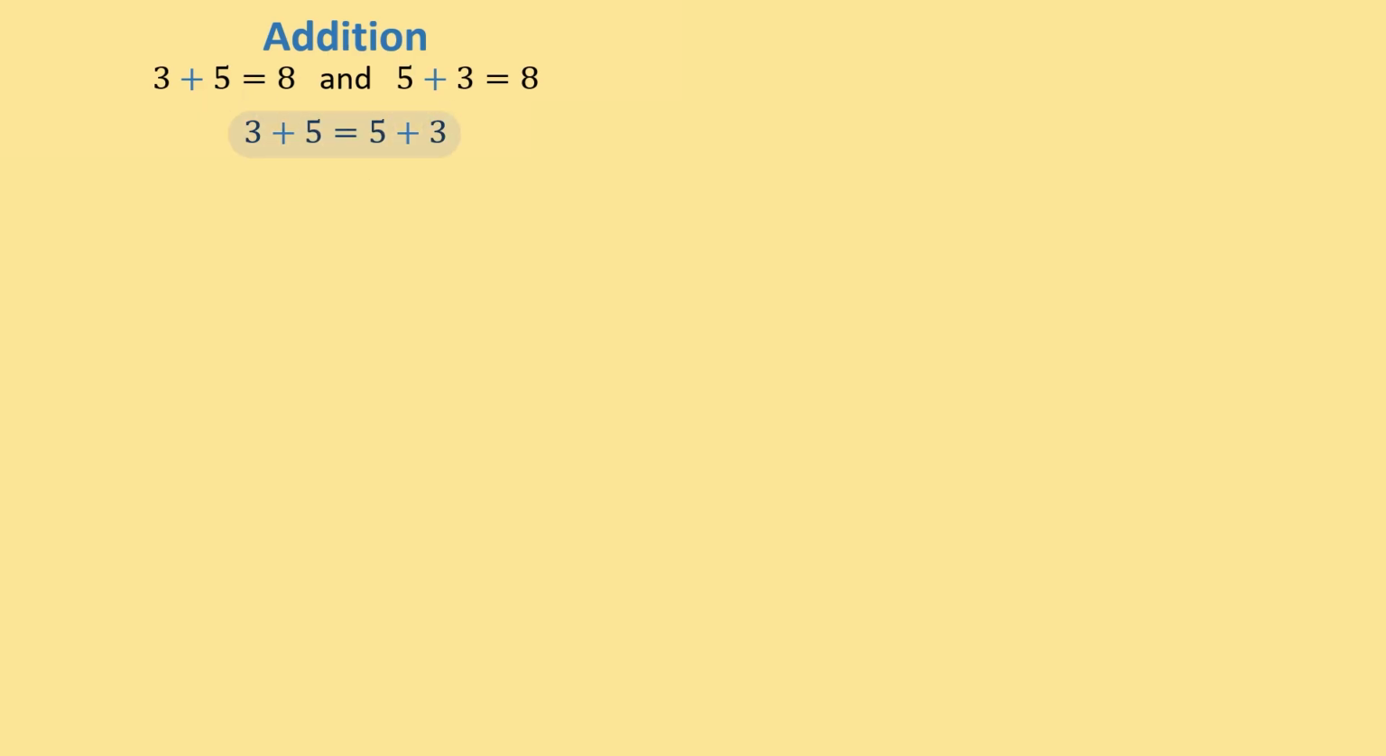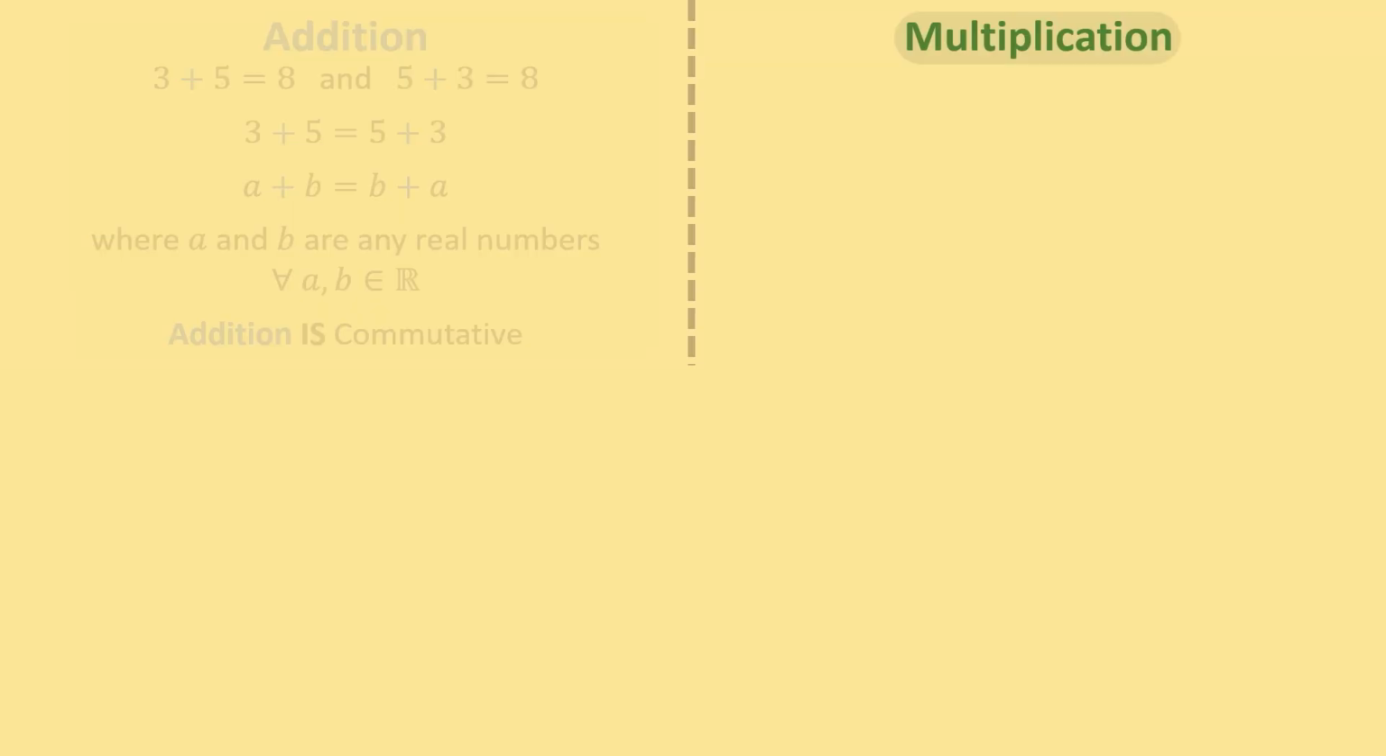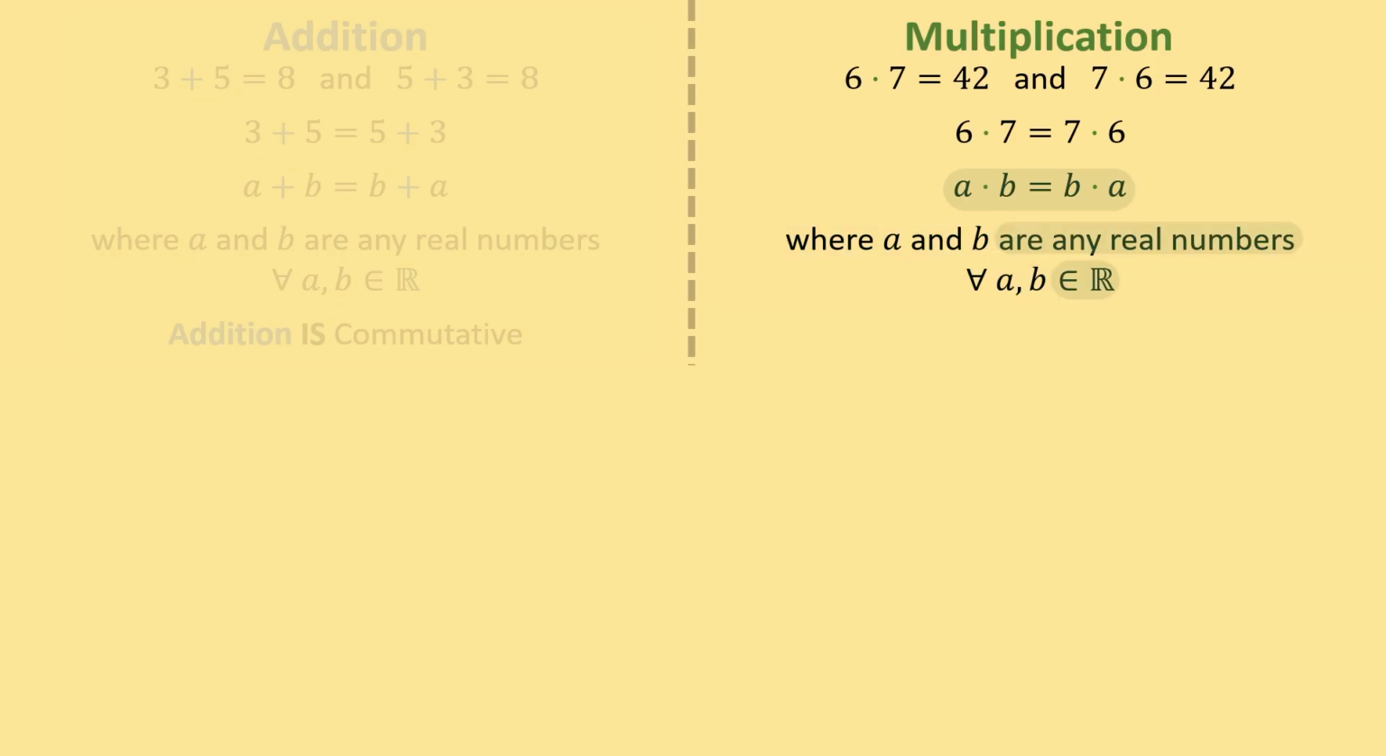We can write this more generally as a plus b equals b plus a, where a and b are any real numbers. This is called the commutative property of addition. The same idea works for multiplication of real numbers. For example, 6 times 7 equals 42, and 7 times 6 also equals 42, so we know 6 times 7 is equal to 7 times 6. For multiplication, we can then write this as a times b equals b times a, where a and b are any real numbers. This is the commutative property of multiplication.